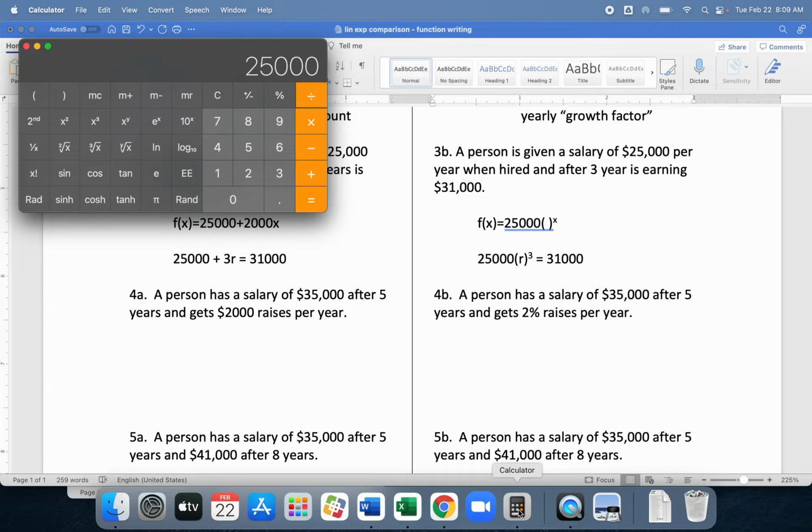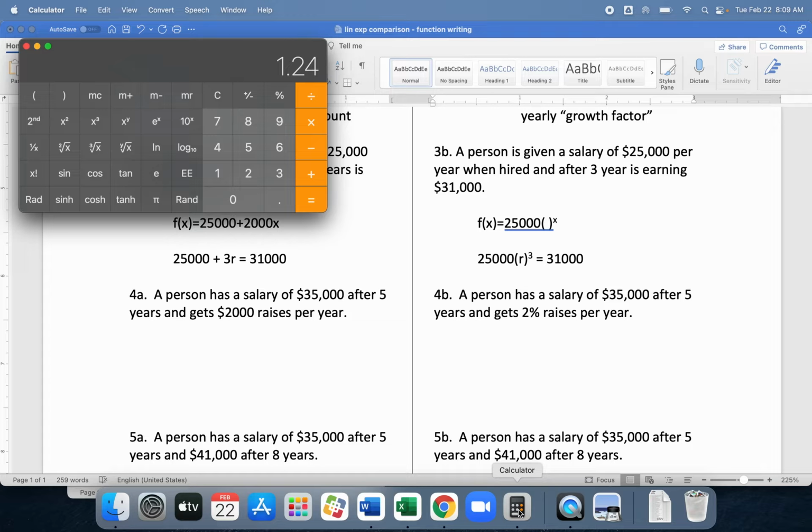Divided by 25,000, 1.24. That's a 24% raise cumulatively over 3 years. Now, that does not mean we get 8% per year, because this is 24% all of one number, but 8% of 3 different numbers wouldn't be the same. So if I want to get, well, how much does this work out to per year? I'm not going to divide again. We have to do a cube root.